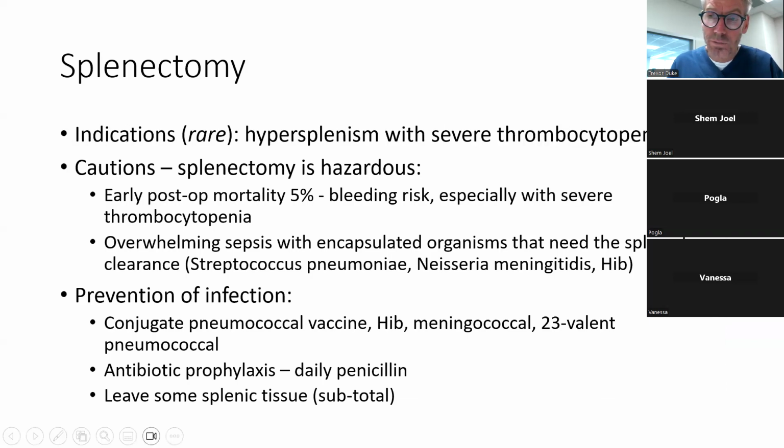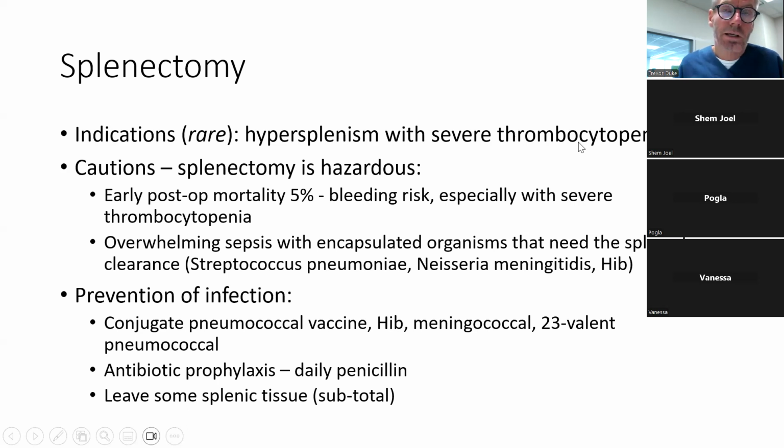I just said before that the indications for splenectomy are really rare these days, but they can occur if you've got marked hypersplenism and very severe thrombocytopenia. Always it's better to treat for several months with proguanil and see if you can get the spleen down. But if there's persistent thrombocytopenia leading to bleeding, then sometimes that's an indication for splenectomy. But usually it's very hazardous.